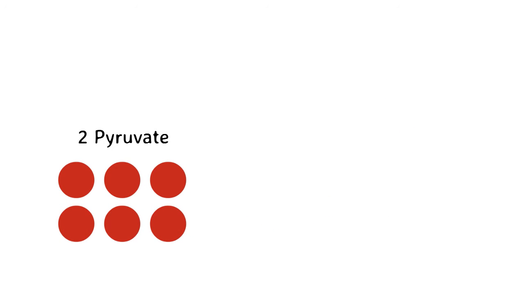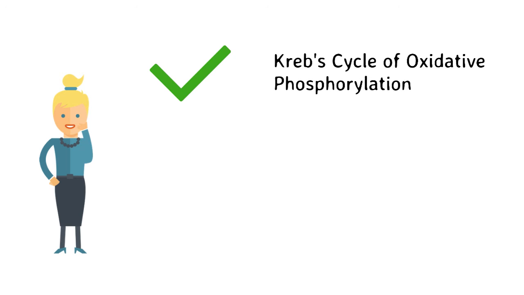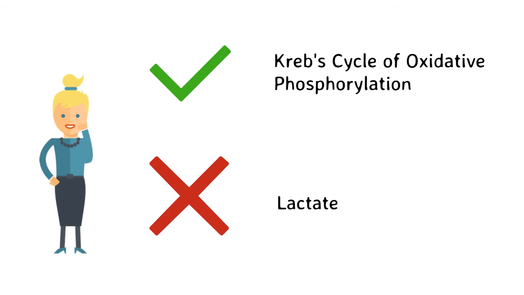After the pyruvate has been formed from glycolysis, if there is enough oxygen within the body system, it will go to the Krebs cycle to complete oxidative phosphorylation. If there's not enough oxygen within the system, it then turns into what we call lactate.